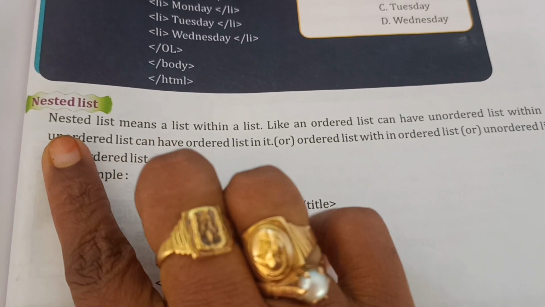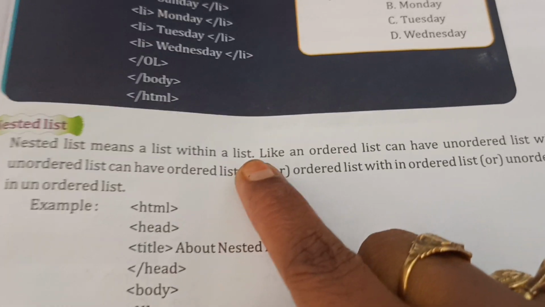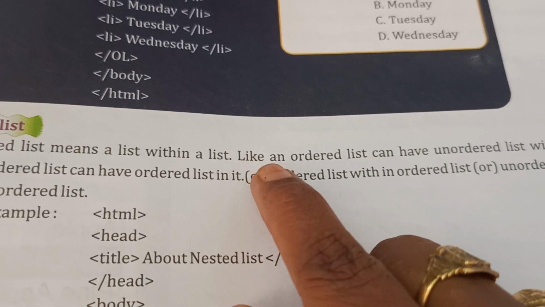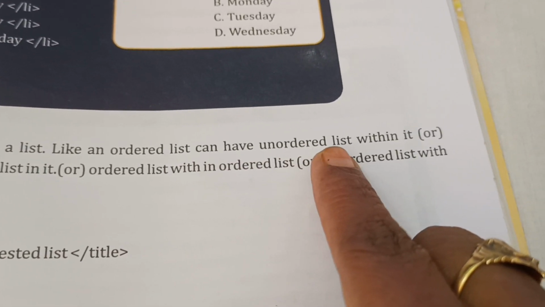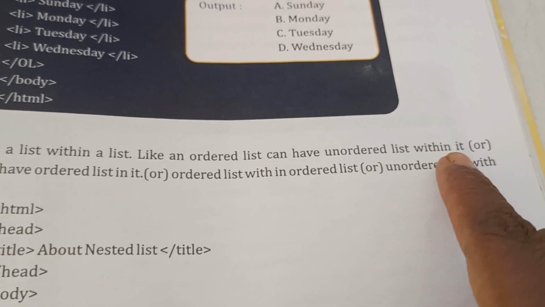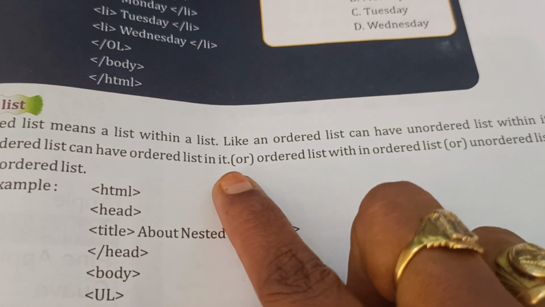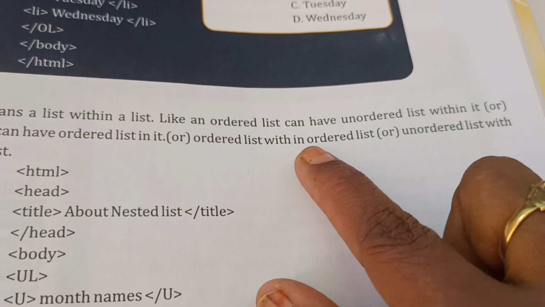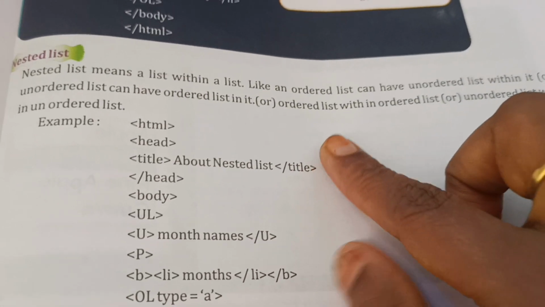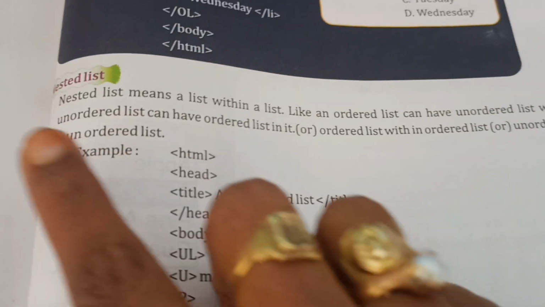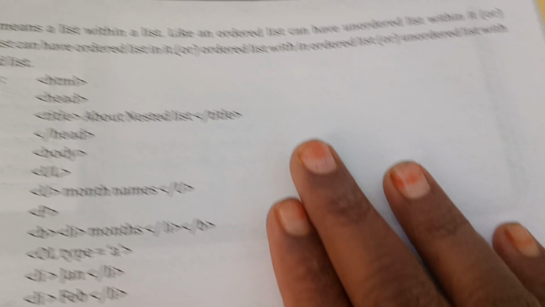So, nested list. Nested list means a list within a list. Like an ordered list can have two unordered lists within it. Another list can have an ordered list within it, or an ordered list within an ordered list. Another list within another list. This model is called a nested list. Understand nested list? Once observe the output.